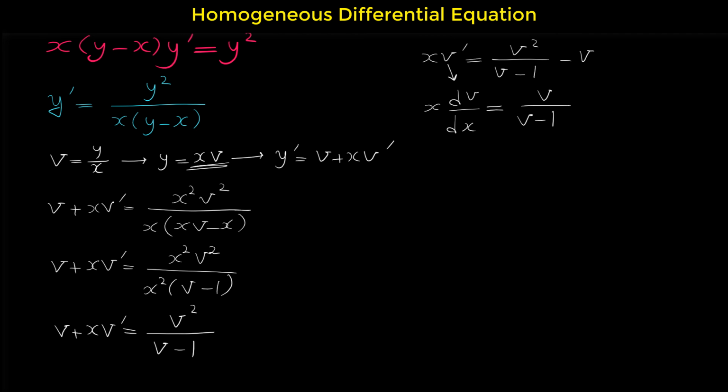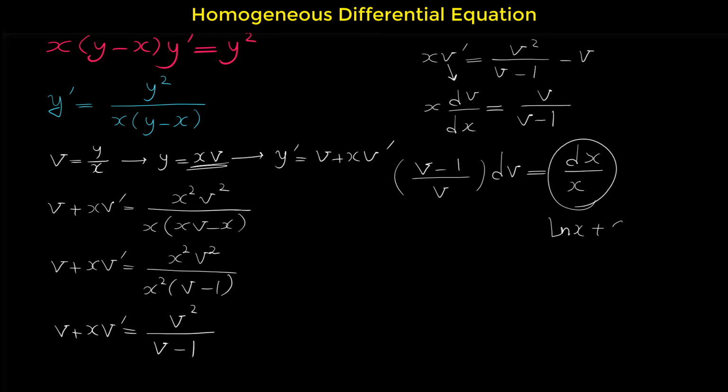Now, as usual, if we separate x from v, we bring v down, we bring this up, as in the previous examples. So finally we get to this: v minus 1 over v dv equals dx over x. Integral of this is ln of x plus c. But what is the integral of this?